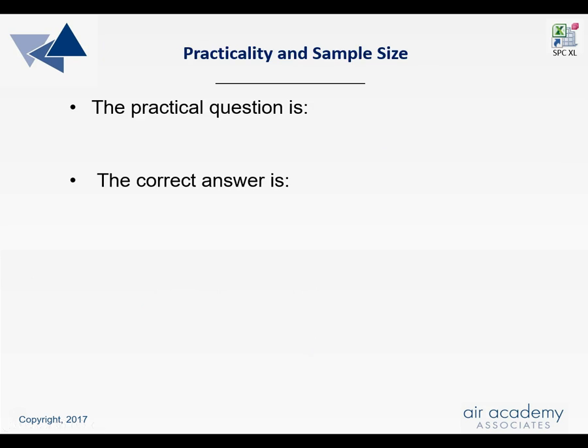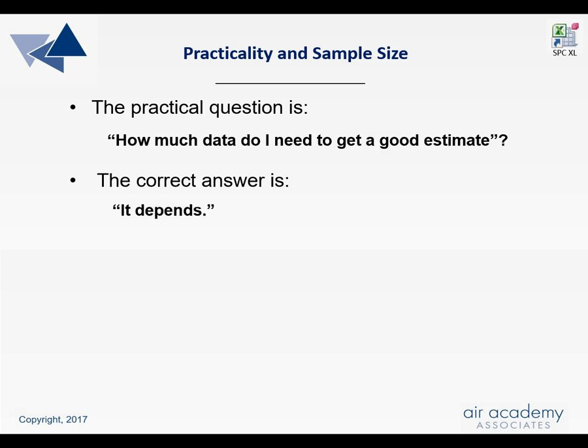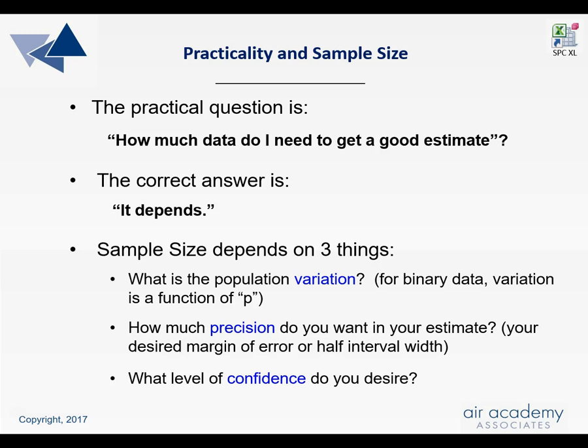Now, practically speaking, the practical question is, how much data do I need to get a good estimate? The correct answer is, as that little film clip indicated, it depends. And sample size depends on 3 things. First of all, what is the population variation? And for binary data, when we try to estimate a population proportion, variation is a function of P, which is the proportion of the category of interest in the sample. So population variation is important.